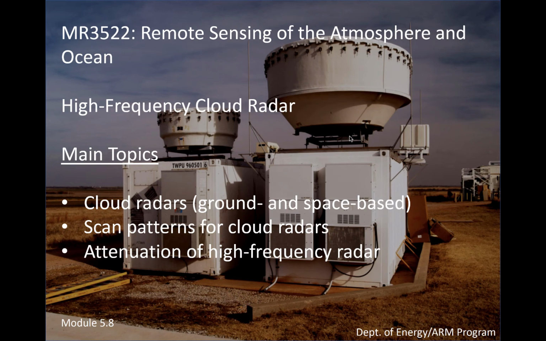So far in this lecture series, our discussion has primarily been focused on precipitation radar. In this module, we'll explore higher frequency radar operating in the Ka and W bands, which are used for detection of smaller hydrometeors.